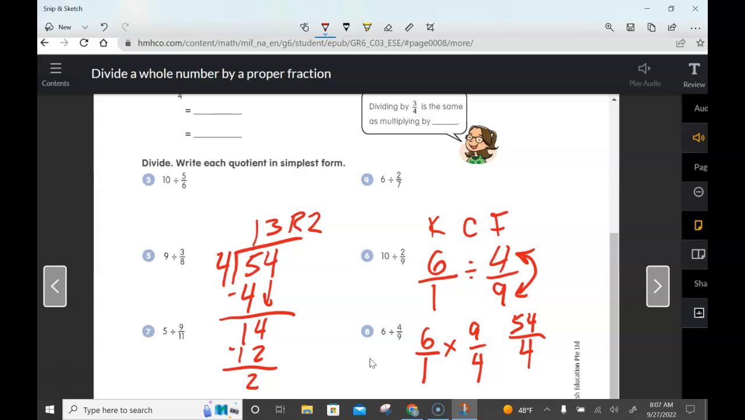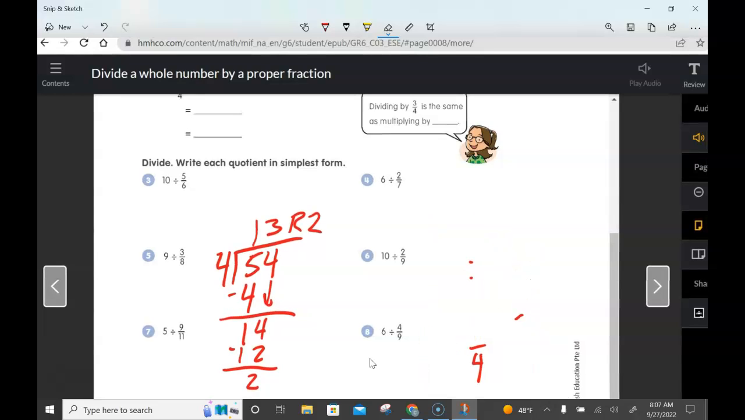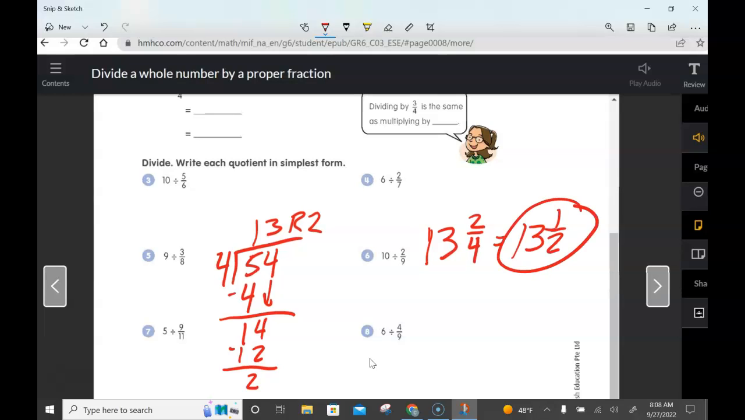Okay, so now we got to figure out what numbers are a part of our mixed number. So what I'm going to do is I'm going to erase this section because we're kind of running out of room here. So we have 13 with a remainder of 2. So the quotient for your division problem is going to be your whole number. The remainder, think about that R means right on top, and your denominator stays the same. So 13 and 2/4, that 2/4 can be simplified to 13 and 1/2. Okay, so we can see 6 divided by 4/9 is 13 and 1/2.